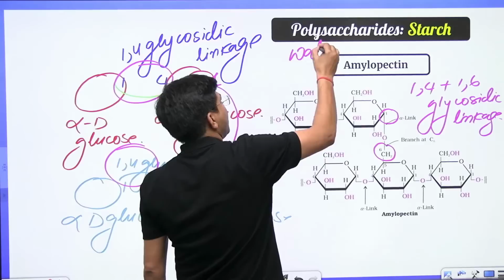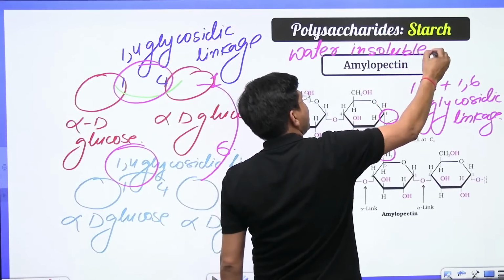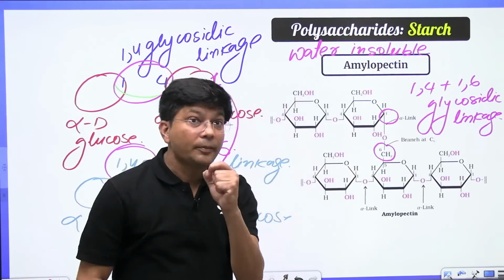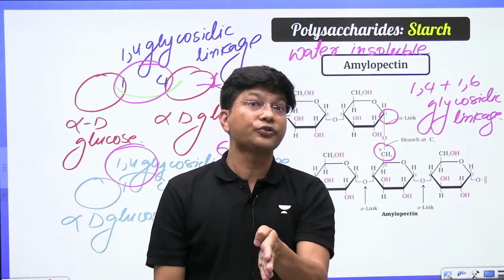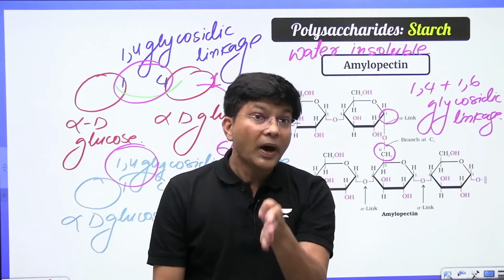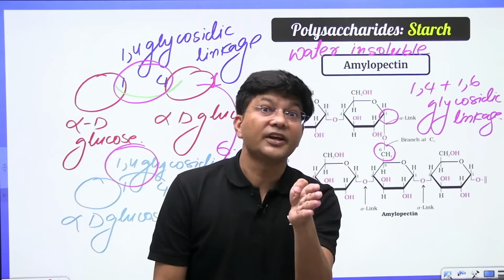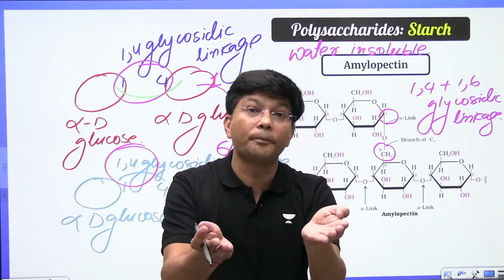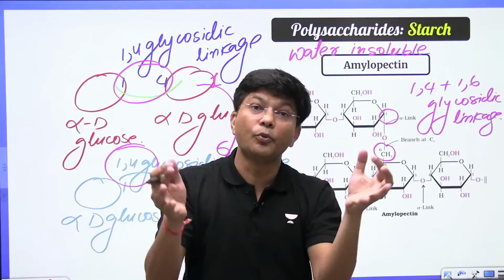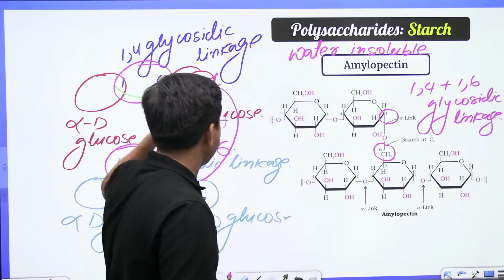Why is it water insoluble? What's the reason? Starch amylose is water soluble because it had only 1,4-glycosidic linkage. But in amylopectin, along with 1,4-glycosidic linkage, there is 1,6-glycosidic linkage also, and that's why this structure is more complex, with more branches and more bonding, and that's why it is water insoluble.